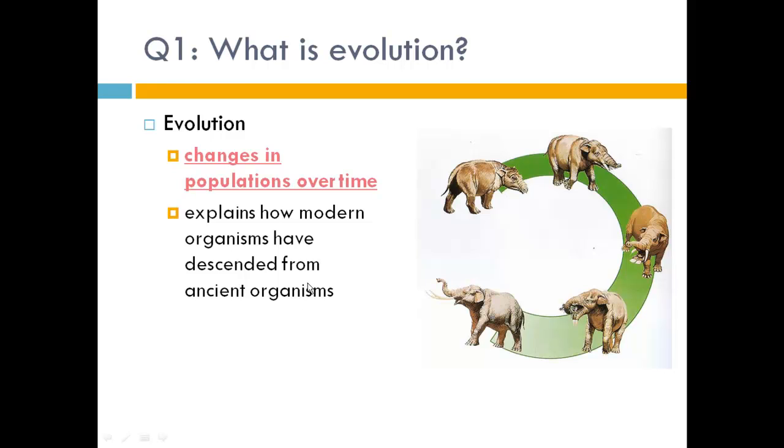All right, and we're back. So our first question today is, what is evolution? And we said before that evolution is changes over time. Now, it's important to understand that evolution is changes in populations over time. It's not individual organisms, but groups of organisms. Evolution also helps us to explain how our modern organisms, like our elephant, descended from ancient ancestors over thousands or even millions of years.